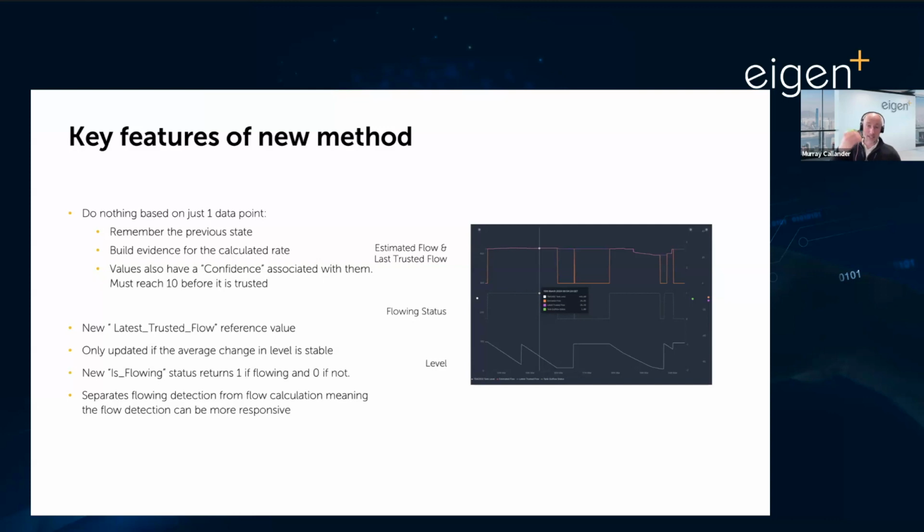So the state has to be changed for at least 10 cycles before we believe it's true. If we think a tank's flowing, we put 1 in the confidence pot. If the next time we come around we still think it's flowing, it becomes 2. And when it gets to 10, then we say, okay, we're confident it's flowing. Now let's look at what we think the flow is. We have this idea of confidence and also the last trusted flow. We hold a value that we say is the trusted value, and we calculate a new value every cycle. We decide if we're confident enough in the new value before it becomes the trusted value.